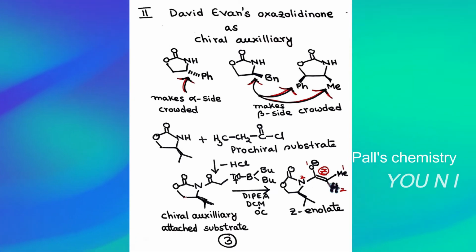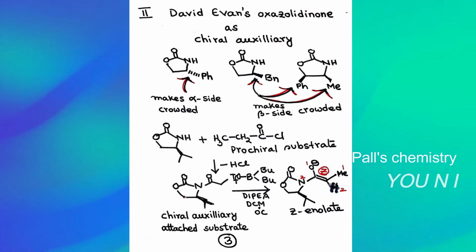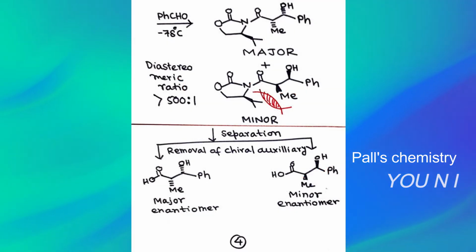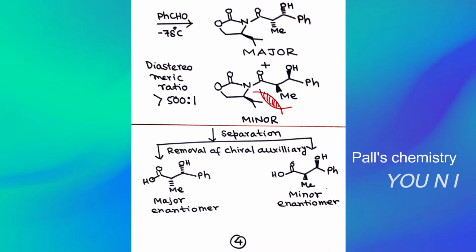Now when this chiral auxiliary attached substrate will undergo the reaction with the boron complex in presence of diisopropyl ethylamine, DCM as solvent, and the temperature at 0 degree centigrade, then we will be getting the Z-enolate, because we know in presence of boron complex Z-enolate is the major product over the E-enolate. We know in case of aldol reaction, if the reaction proceeds through the Z-enolate, then we get the syn as a major product, means the beta hydroxycarbonyl compound what we will be getting will be having the syn stereochemistry at the adjacent chiral centers.